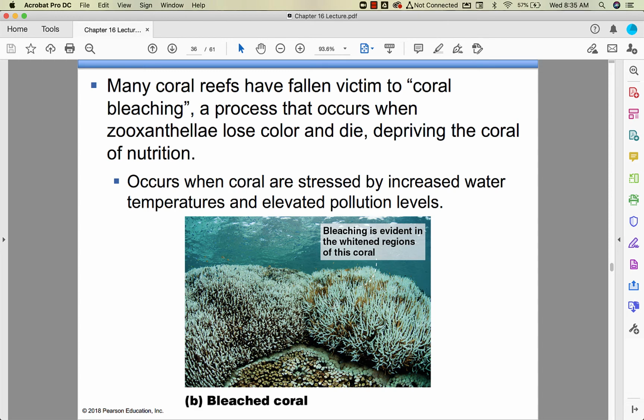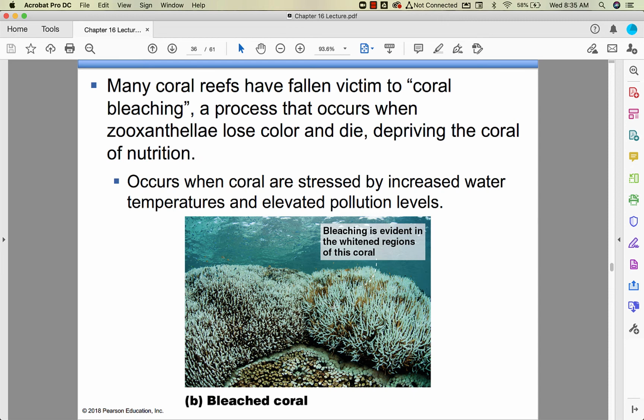Coral bleaching is when the zooxanthellae, which are the algae that live symbiotically with them, die. And then if they die, the coral doesn't have nutrition because it's a symbiotic relationship. It's happening more and more frequently when corals are stressed by increased water temperatures and elevated pollution levels.